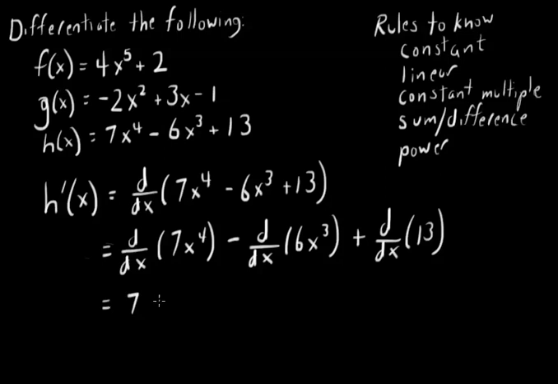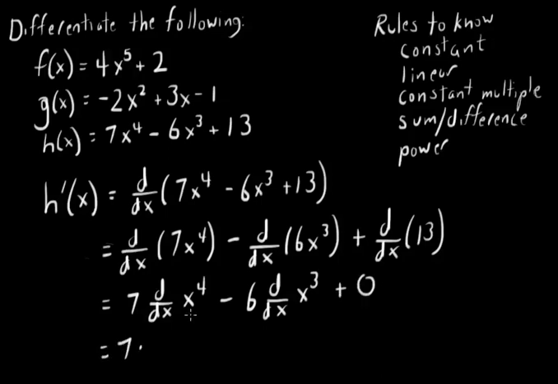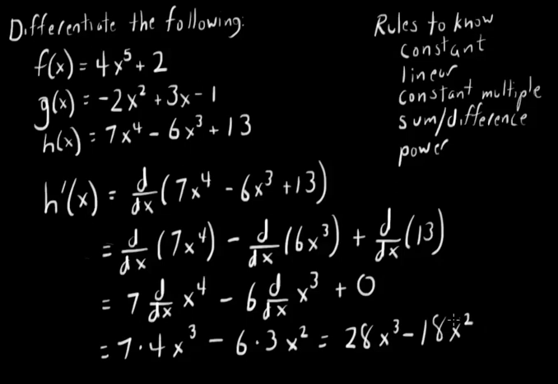Time to bring out the constants. So I'm using that constant multiple rule here. And hey, the derivative of a constant is 0, so I'm going to get 0. Time to use the power rule. The 4 is going to come down, x cubed, subtract 1 from the exponent, minus 6 times 3, x squared, because we subtract 1 from the exponent. So we're going to get 28x cubed minus 18x squared. And there are some excellent examples of differentiating polynomials.